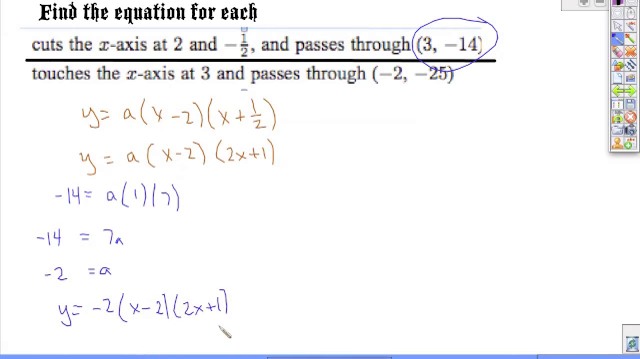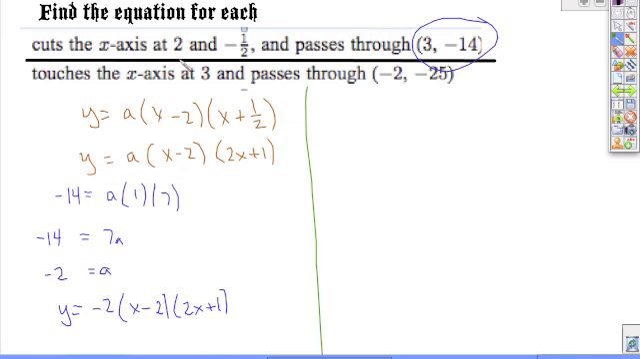And depending on what the instructions said, if it specified a form, I could FOIL this out and expand it to general form, or go beyond that and put it into vertex form. But this is the most straightforward way of writing an equation for that parabola.